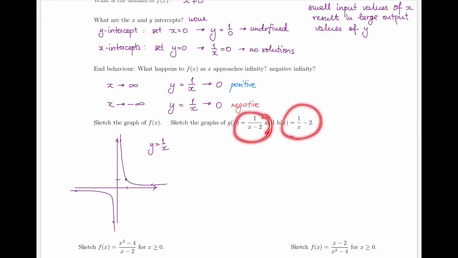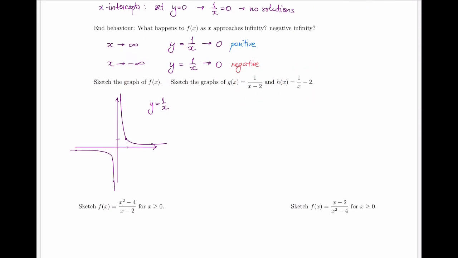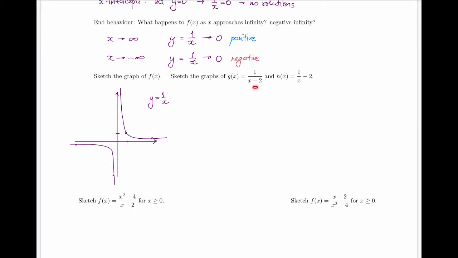The next two graphs we're asked to graph are going to be transformations of it. So once again, remember that if the transformation is applied directly within the function, x minus 2, that's going to correspond to a horizontal shift. So this will mean that the graph is shifted 2 units to the right. Whereas if the transformation is applied to the outside of the function, so you can see the exact same function 1 over x, and then something added or subtracted to it, this corresponds to a vertical shift. So this will mean 2 units down. Okay? As you're sketching these graphs, keep in mind that the asymptotic behavior will move with them.